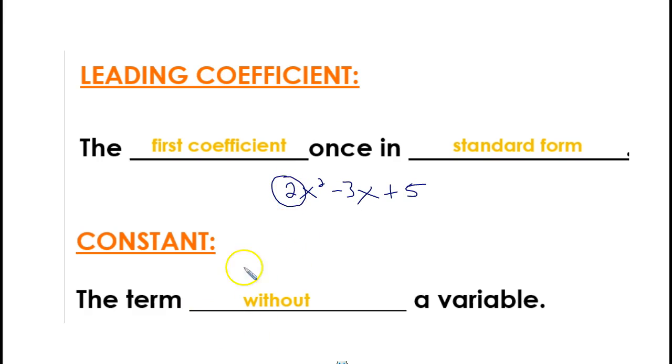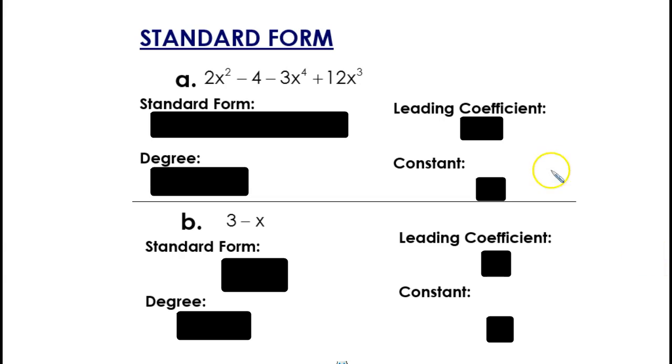The constant is the term that does not have a variable attached to it. So any term, any part that doesn't have a variable is called a constant term. So here we have a leading coefficient of 2 and a constant of 5. So let's get some examples really quickly.